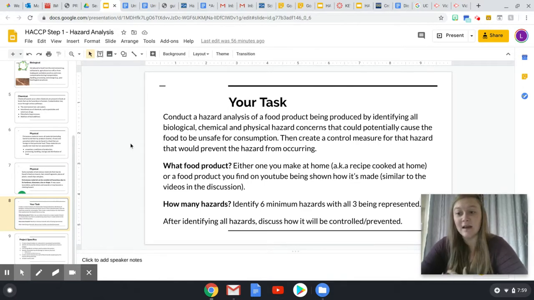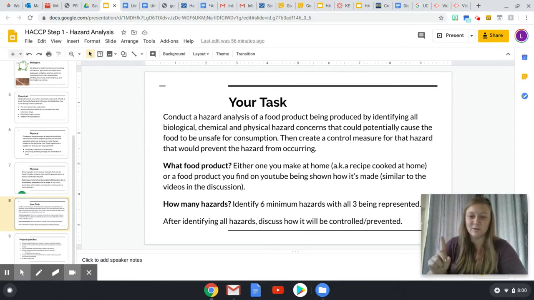So, your task, you are going to pick a food product. Again, that could be something you bake at home, like banana bread, the quarantine bread, or it could be lasagna or some sort of dish. My example today is going to be quesadilla. Something that you like to eat that has a few ingredients. If it's something real simple, your job is actually going to be harder because you won't have as much to go off of.